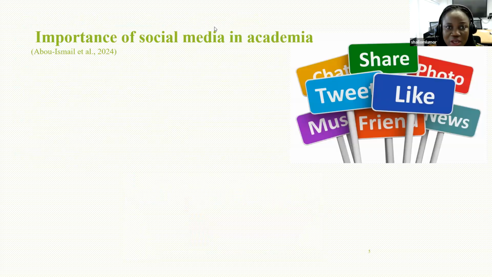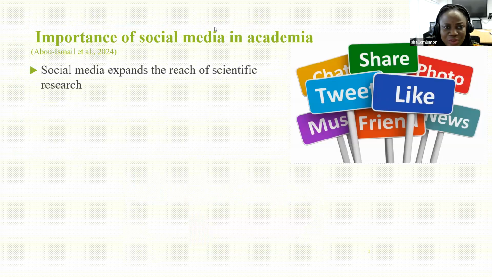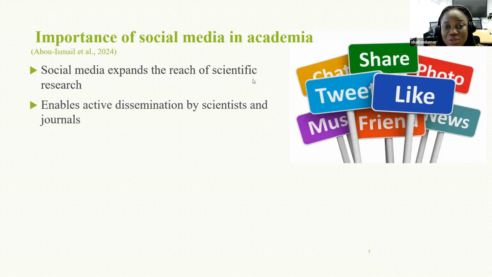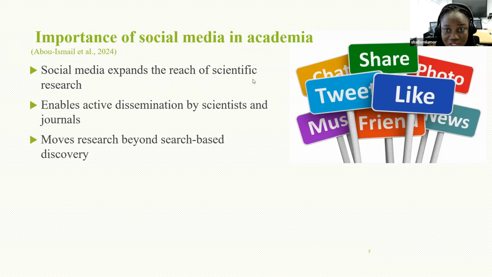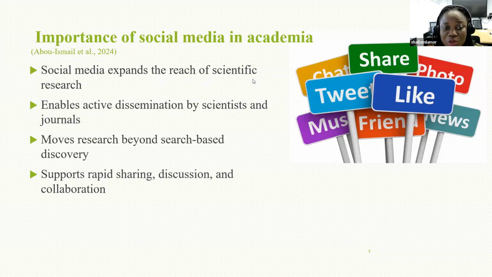Now, importance of social media in academia. Social media expands the reach of scientific research. So the reach has expanded, and it enables active dissemination by scientists and journals and moves research beyond search-based discovery. So it's no longer that someone is looking for maybe the effect of protein on the brain or something and goes to the journal to look for it. It's no longer search-based discovery. Now everyone can discover it as long as you use the right tools to share your research, and it supports rapid sharing, discussion, and collaboration.